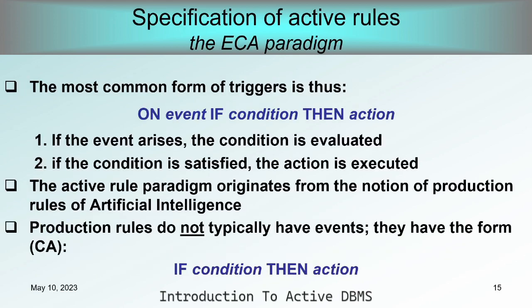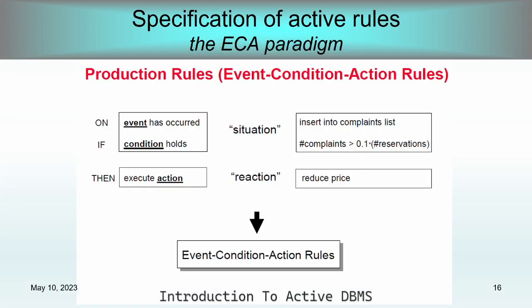Here it's given in the form of a trigger: on event, if condition, then action. So if the event arises, the condition is evaluated. If the condition is satisfied, then the action is executed. The active rule paradigm basically originates from the notion of production rules of an AI system. The production rules do not typically specify any event. They have the form of condition and action: if condition, then action in an AI system. Whereas in our case, it is event, condition, and then action.